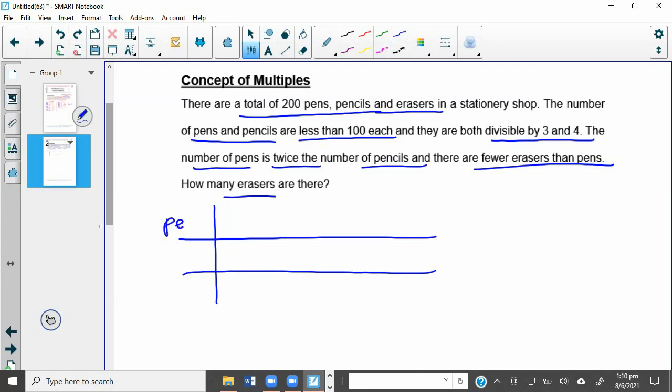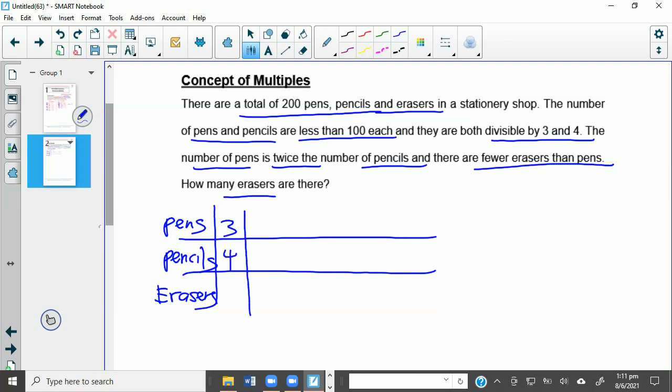So you have pens and pencils, and of course erasers, right? I can put down erasers. Now the pens and the pencils are less than 100 each, and they are both divisible by 3 and 4. So let's put 3 and 4. So the pens and pencils are divisible by 3 and 4, so you look for common multiples. Is there a shortcut to find common multiples?